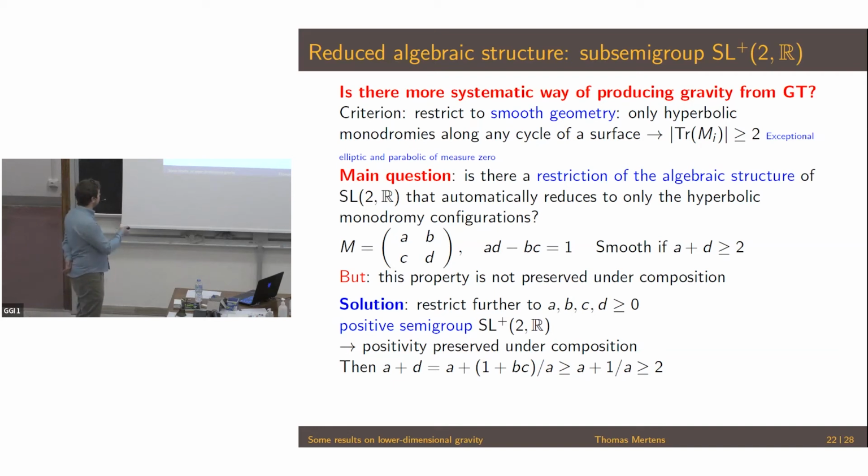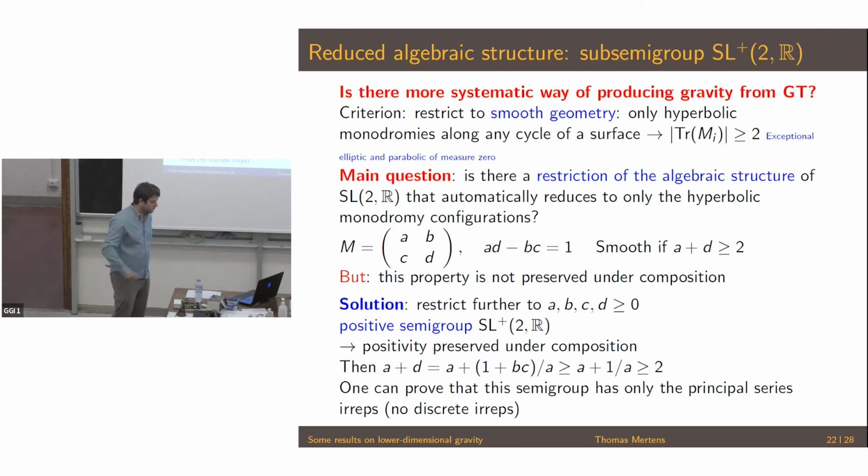And well, you can quickly check this. So you take the trace A plus D, and then you just use the determinant condition. So D is 1 plus BC divided by A. And then because BC and A are all positive, this is bigger or equal than A plus 1 over A. And if A is positive, A plus 1 over A is always bigger or equal than 2. So only the hyperbolic monodromies exist in the semigroup, only the ones that would correspond to geometric configurations.